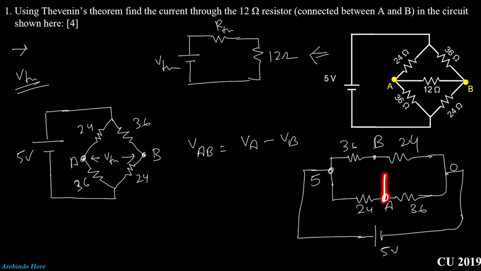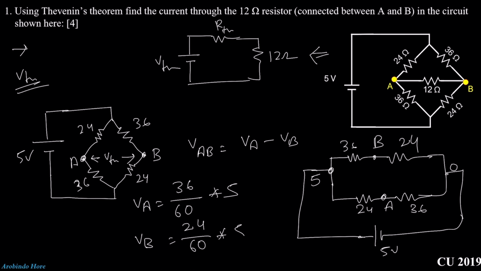VA means the voltage drop across this resistance. So we can write down VA will be 36 divided by 60 multiplied by 5. Okay. And what will be the value of VB? VB will be voltage across 24. That means 24 divided by 60 multiplied by 5.